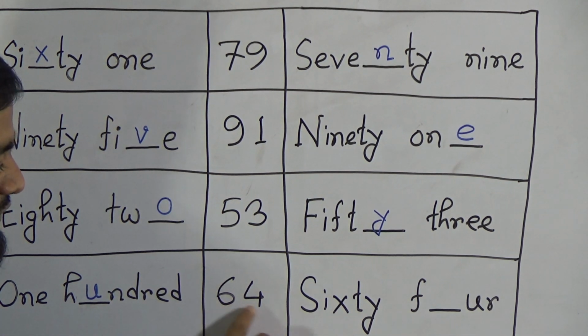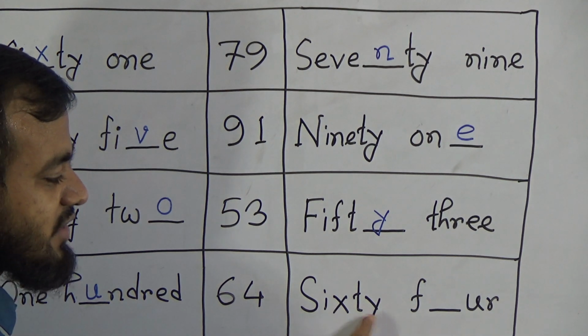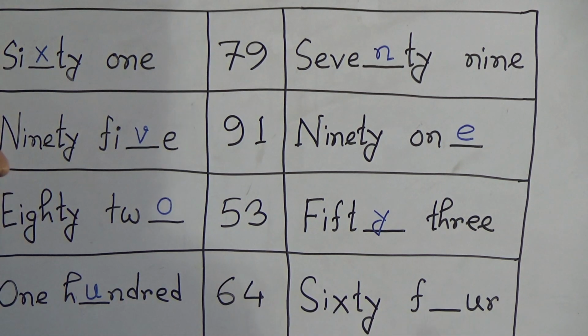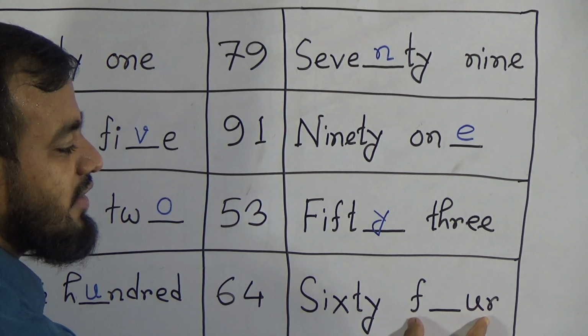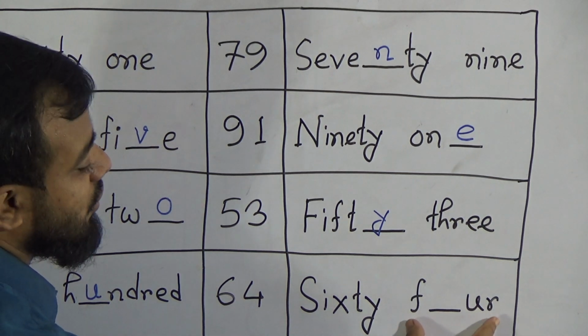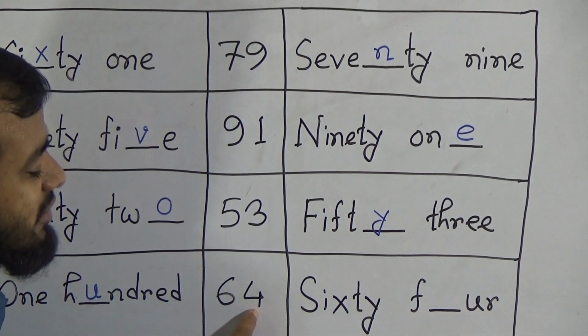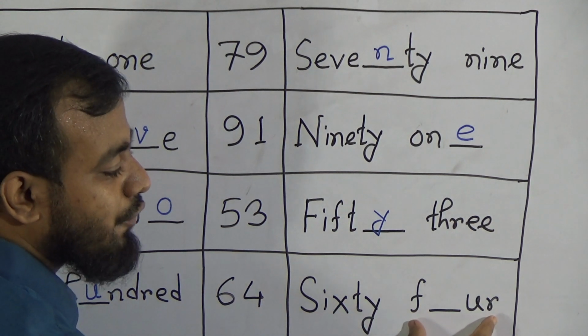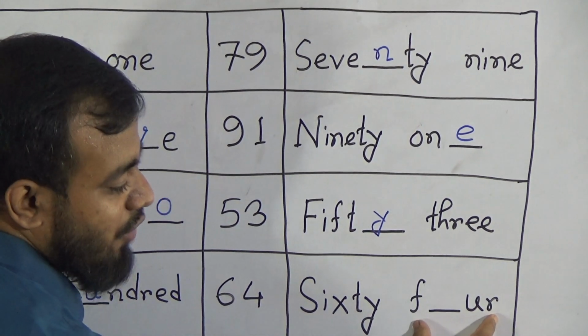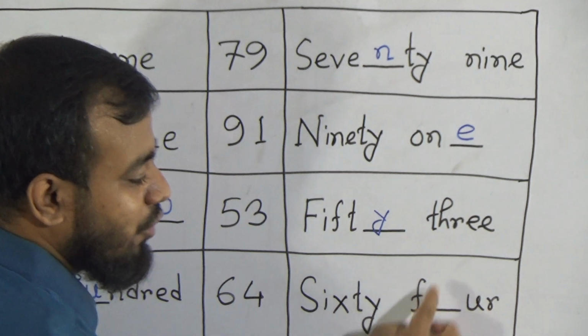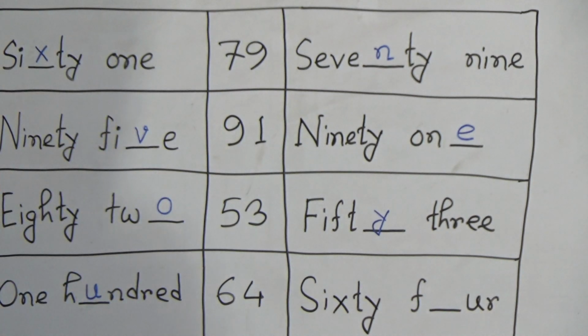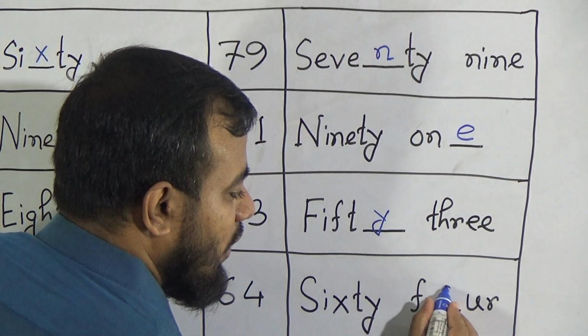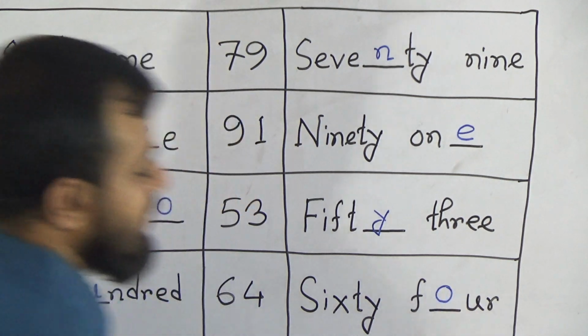Today's last number is 6 and 4. It is 64. The spelling of 60 is given, S-I-X-T-Y, 60. We need to fill up this blank, and this word will be 4, because this is the 1's place 4, and we know that the spelling of 4 is F-O-U-R, 4. This means that this blank will be filled up with the letter O. So write down O here, and this is our task.